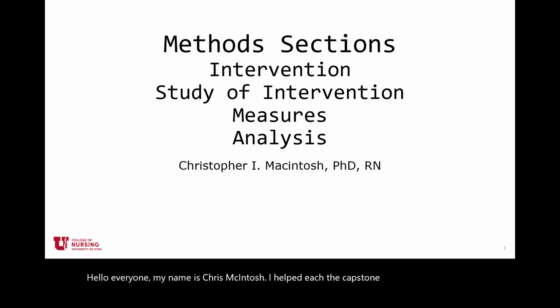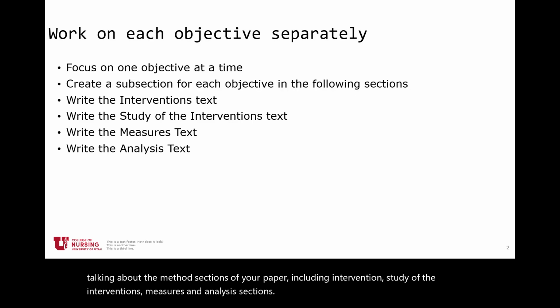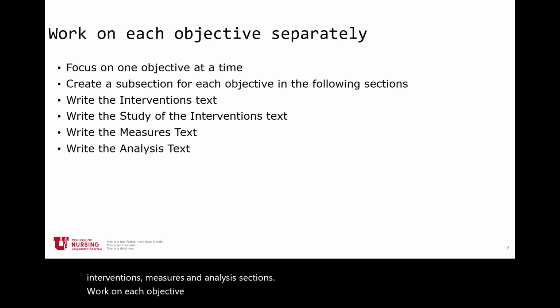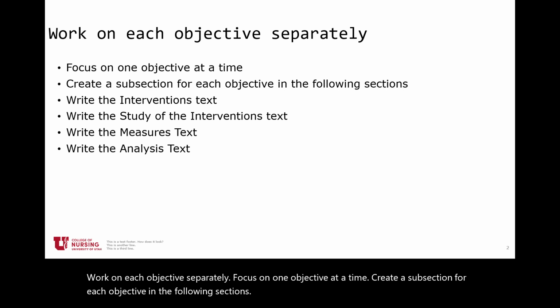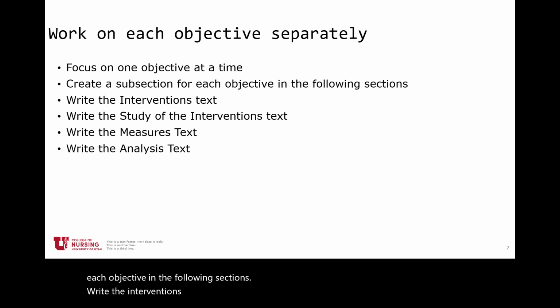Today we're talking about the methods sections of your paper, including interventions, study of the interventions, measures, and analysis sections. Work on each objective separately. Focus on one objective at a time. Create a subsection for each objective in the following sections. Write the interventions text, write the study of the interventions text, write the measures text, write the analysis text.